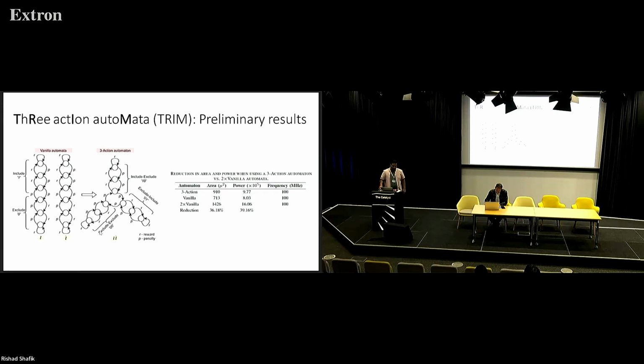To see if it actually gives us some benefits in terms of area, we implemented it using OpenLane, which is an ASIC chip pipeline. When compared to the vanilla automata, we got almost a 36% reduction in area when using 3 action automata, and almost a 39% reduction in power when all of them were running at 100 megahertz frequency. So this was the motivation. This motivated us to design a new kind of Tsetlin machine using 3 action Trim automata.